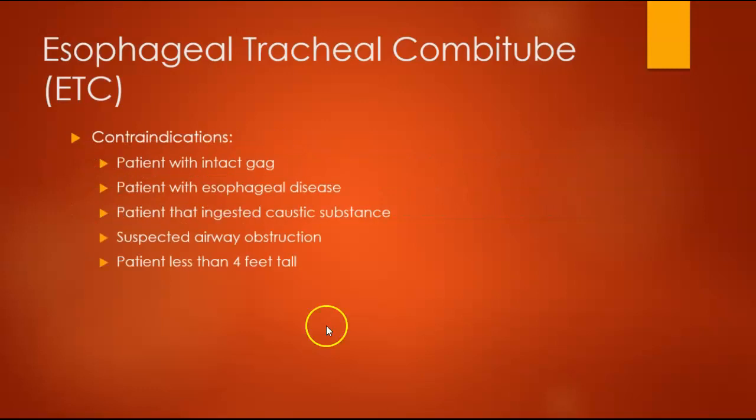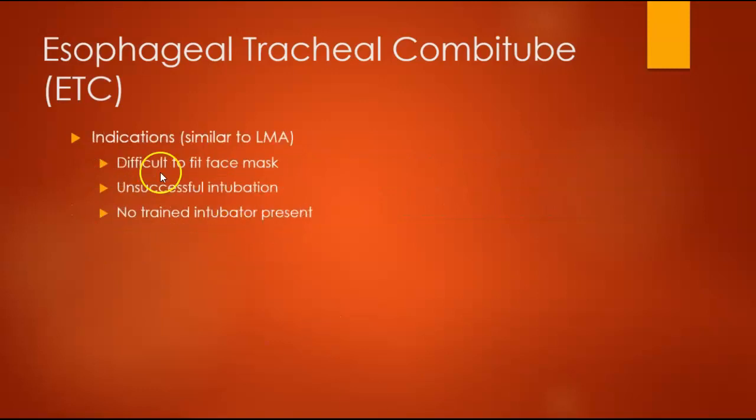Okay. So these are used, similar to LMAs, when you have an unsuccessful intubation, you don't have a trained intubator present, or you can't fit a mask and ventilate with a mask easily. This is when you would consider using a combi tube. Because this goes into the esophagus instead of just sitting above in that supraglottic area, most places prefer to use LMAs.